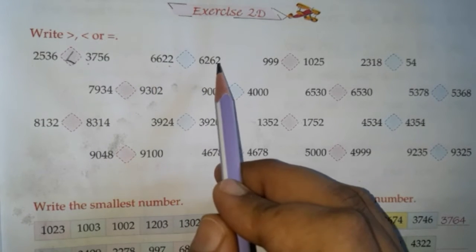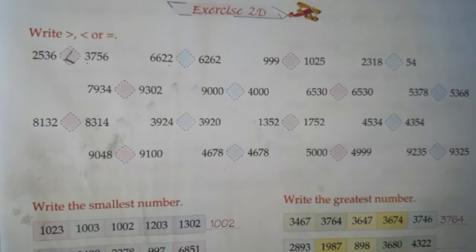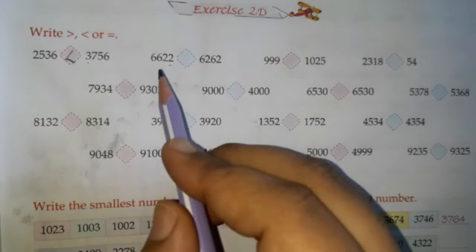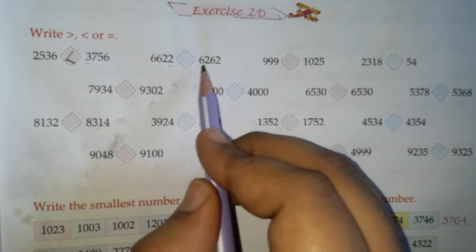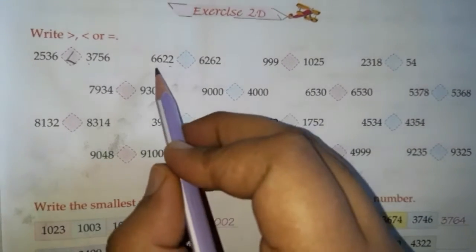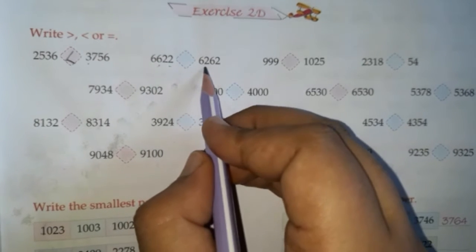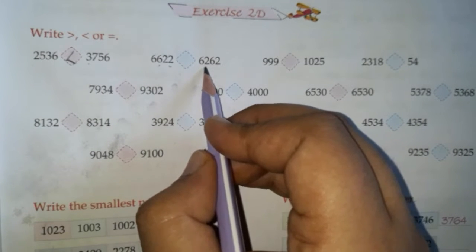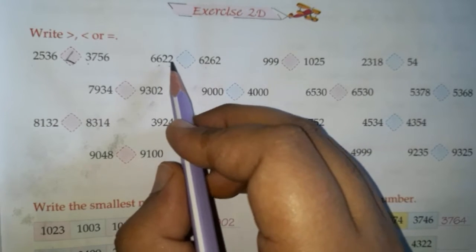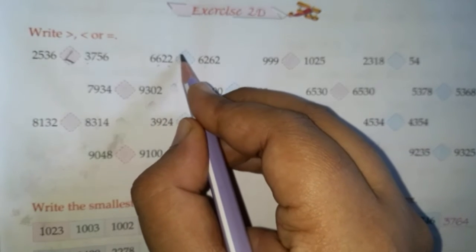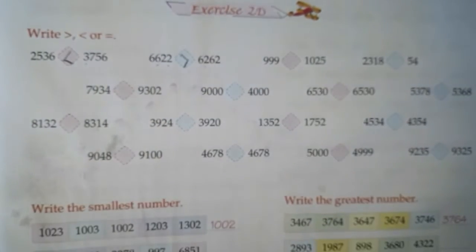6622, 6262. First rule says look at the thousandth place digit. In both the numbers, the digit on the thousandth place is same. Then we'll go to the next digit which is on hundredth place. It is 6 on the hundredth place and 2 on the hundredth place here in the next number. So which one is greater? 6 is greater, we all know. So the number which is greater is 6622.